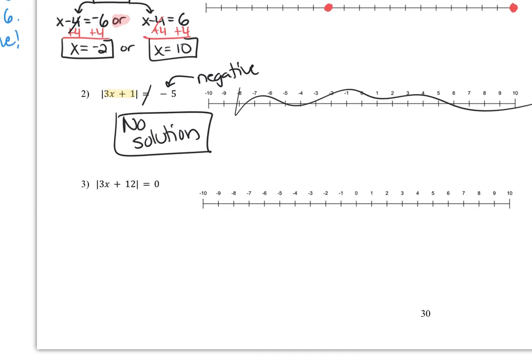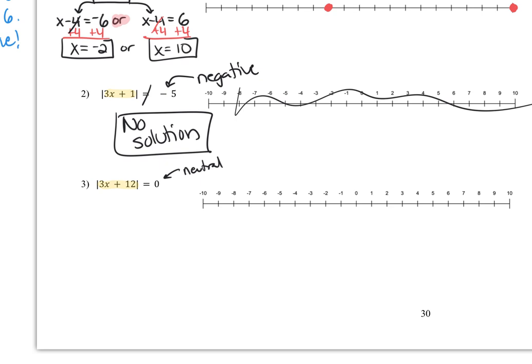Next one, absolute value of 3x plus 12 equals 0. So I have 3x plus 12. There's nothing outside the absolute value bars. Everything's inside. And now it's equal to 0. Is that positive or negative? Neutral. It's 0. Can an absolute value equal 0? Yes. Okay, we can solve this.